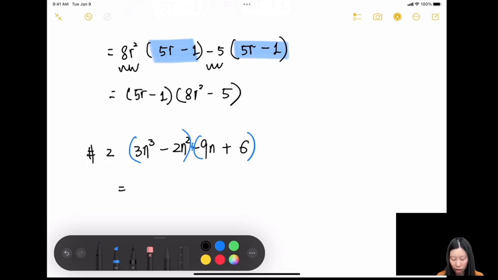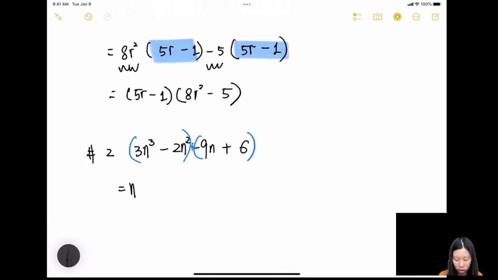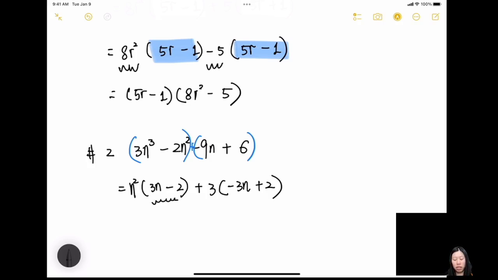Okay, so 3n cubed minus 2n squared, what's the common factor? Only n squared, right? Because the coefficients, which are 3 and negative 2, are relatively prime to each other. So I have 3n minus 2, and then plus negative 9n and 6. Common factor would be 3. So I have negative 3n plus 2 left. Oh, this is the same. So if you see inside the parentheses, everything looks quite similar except the signs are opposite to each other. What you do is you pull out the negative 1.